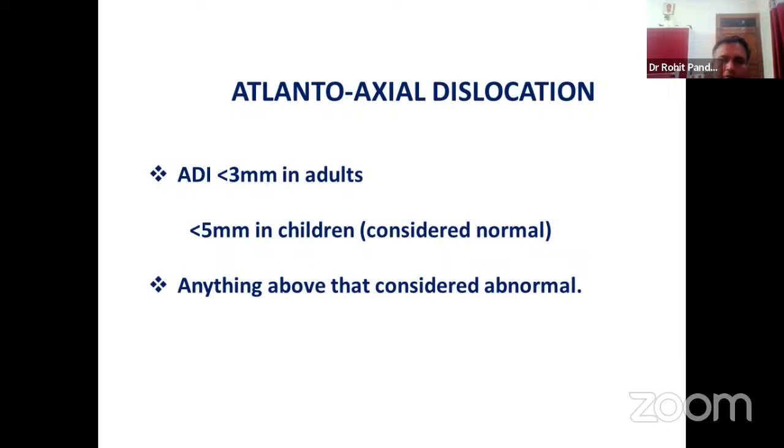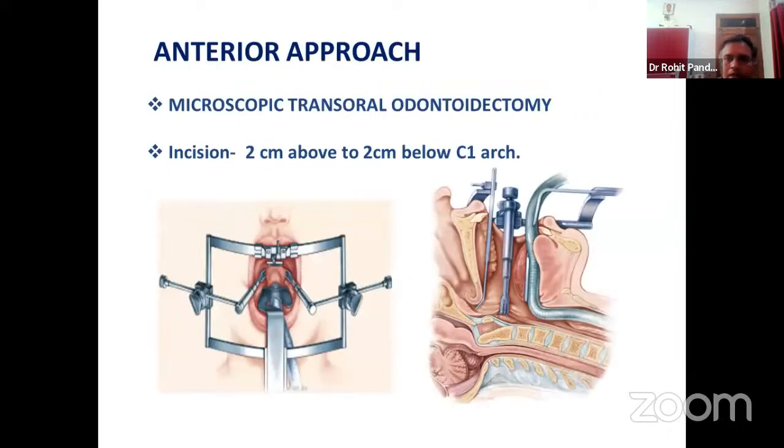So as we all know, atlantoaxial dislocation is diagnosed on the basis of the atlantodental interval. This atlantodental interval is usually less than 3 mm in adults, but in children it can reach up to 5 mm, and these are the limits which are considered normal. Anything above that limit is considered abnormal, and this shows that the joint is not stable.